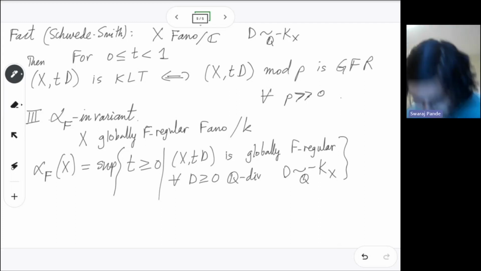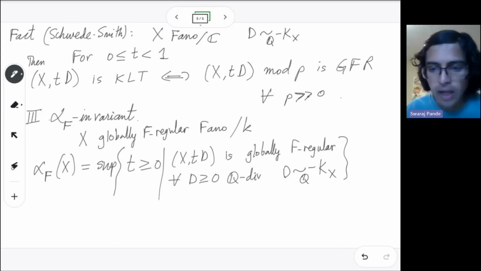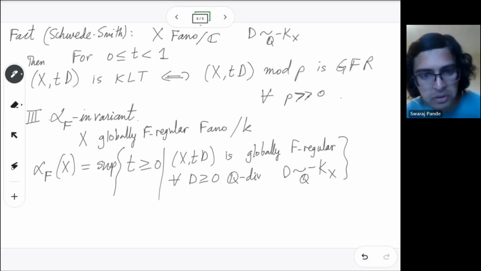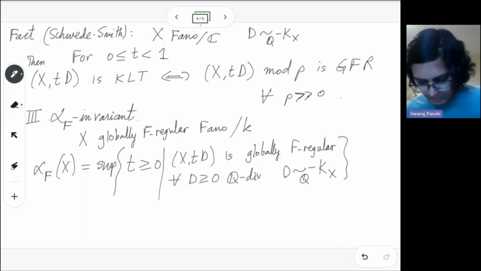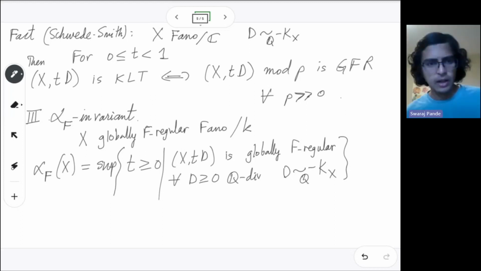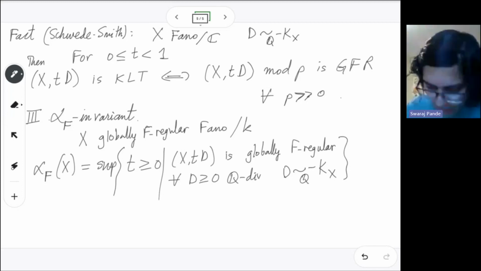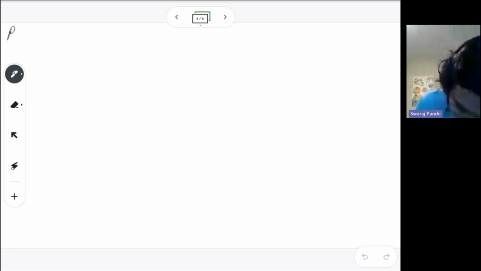Right? So I've literally taken the definition of the alpha invariant and replaced KLT with global F regularity. Okay. Are there any questions about this, the definition? If not, let's move on to some remarks. I'm going to the sixth slide now.